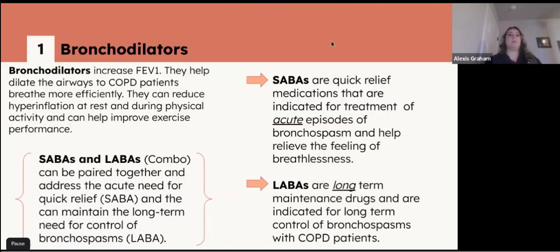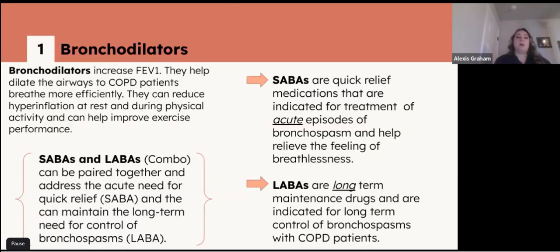So first we're going to talk about bronchodilators. So bronchodilators can increase the FEV1. They help dilate the airways to COPD patients and help them breathe more effectively. They can reduce hyperinflation at rest and during physical activity and can help improve exercise performance.